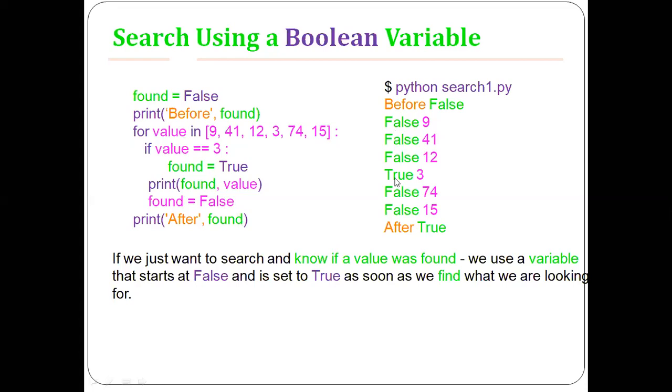This is the output that appears, right? Before that, found is equal to false. In the first iteration 9 is not equal to 3, that's why false, and 41 is not equal to 3, false. Then when the value is equal to 3, found is equal to true, and similarly for the other values, false, and finally we're printing the value as true.